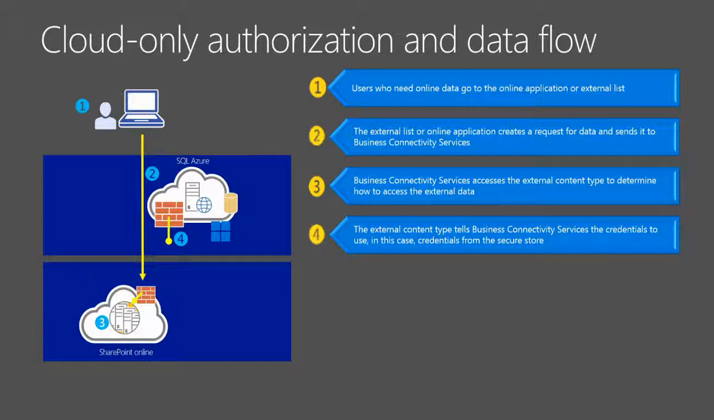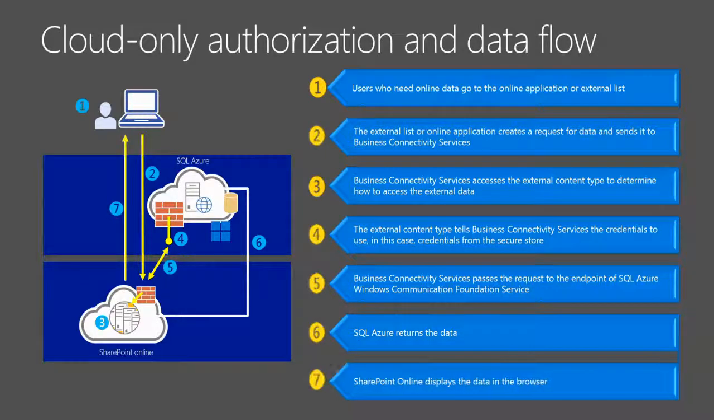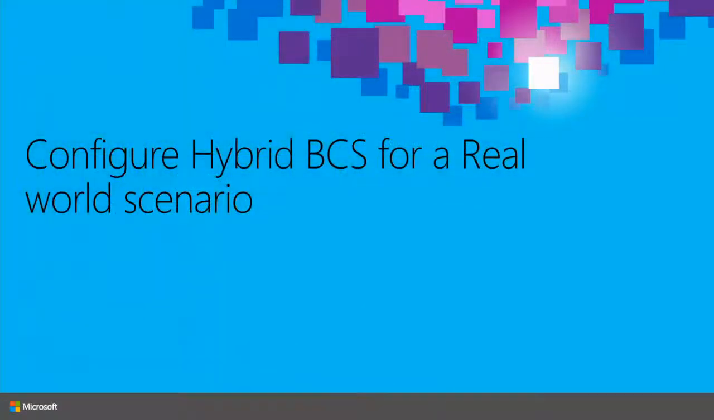Again, if we're using the secure store, which we would be, BCS will retrieve the credentials it needs to access that data source. Then BCS will be able to retrieve that data and present it back through the feed that it's received, SQL Azure in this case, and display it in the browser to the user. So what I'm going to do is hand over to Neil, who is going to expand on that and talk a little bit more about a real-world scenario and how you might apply this.